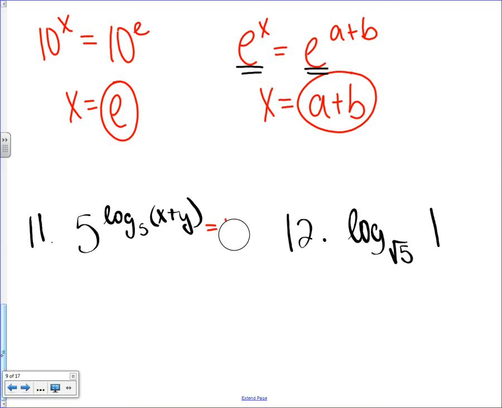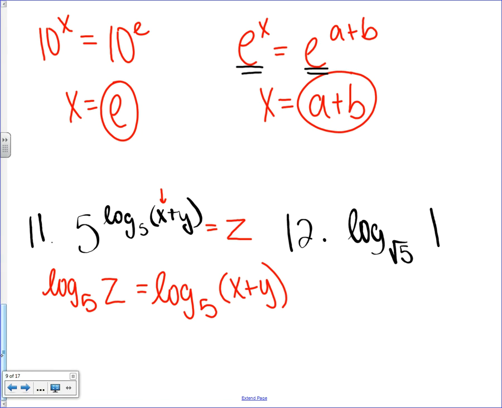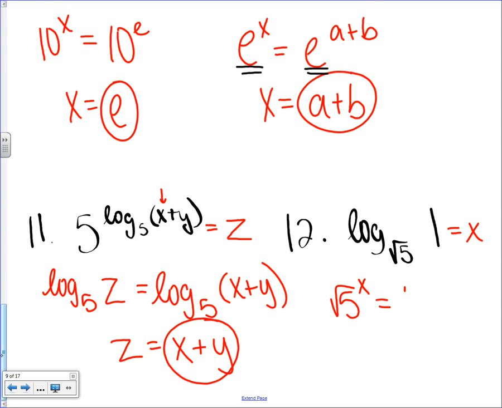Now I put an equals x here, but I can't use x because x is already being used in the problem. So I think I'm going to put a z here. Everybody see how there's already an x used, so I can't use an x here. So I will have log base 5 of z is equal to log base 5 of x plus y. So z has got to be x plus y. And my last one here. If I rewrite this, this would be radical 5 to the x would be equal to 1. Well, if I want to make any exponent be equal to 1, that exponent has got to be 0.